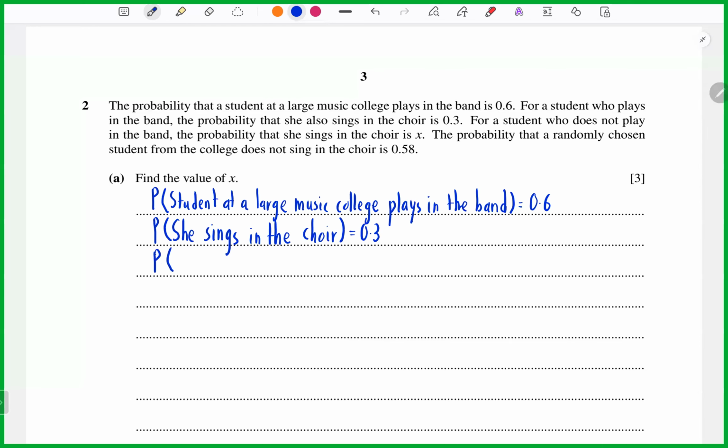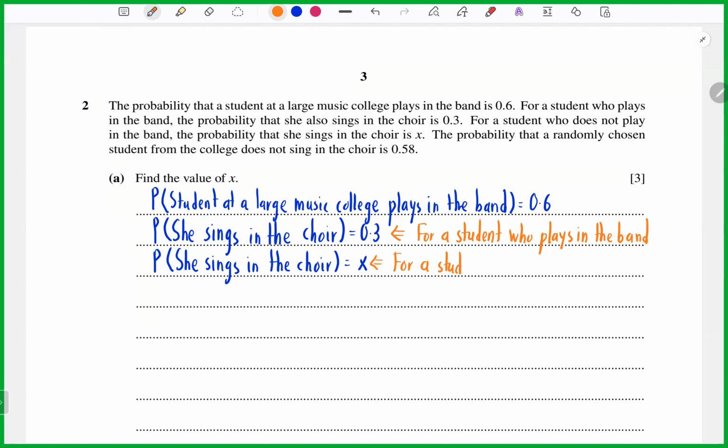And then the probability she will sing in the chorus equals x. This is for a student who plays in the band, and this probability is for a student who does not play in the band.